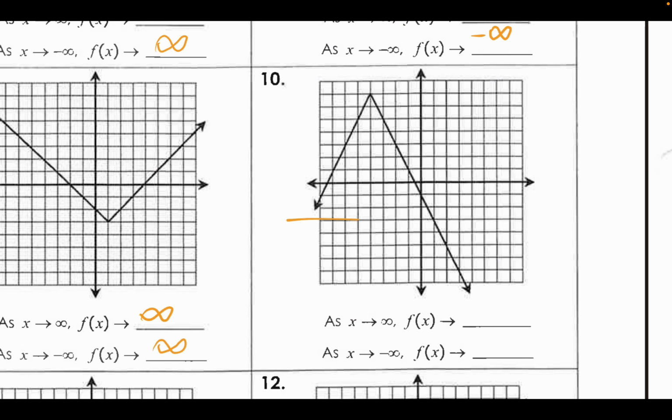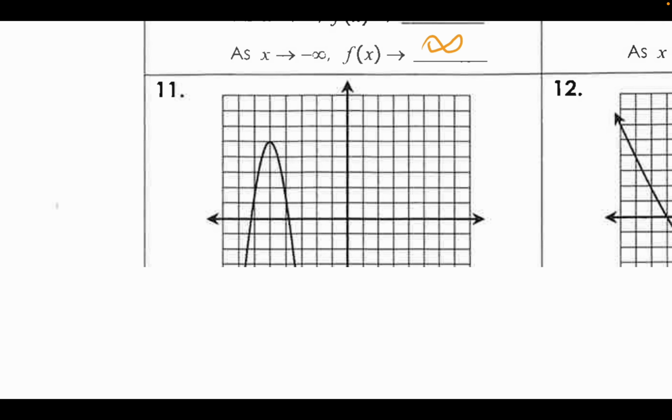Number 10 here, we have the exact opposite. Whether we go left or right, the y values are going down regardless, meaning our end behavior for both directions, positive infinity and negative infinity for x values, is negative infinity for our y values. It's going down forever regardless of whether we're going left or right forever.